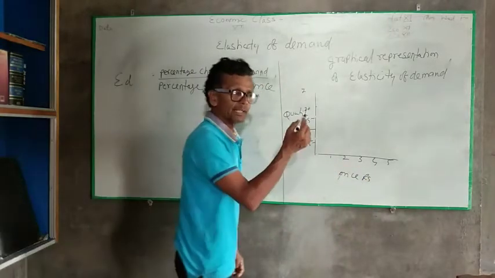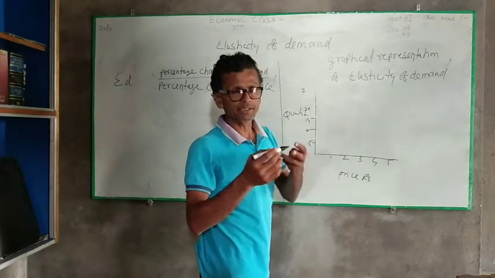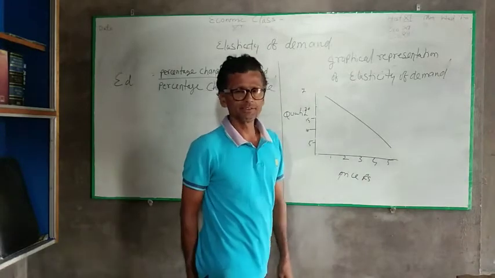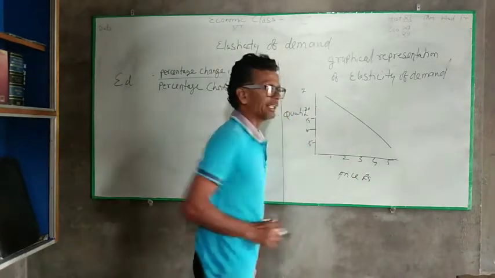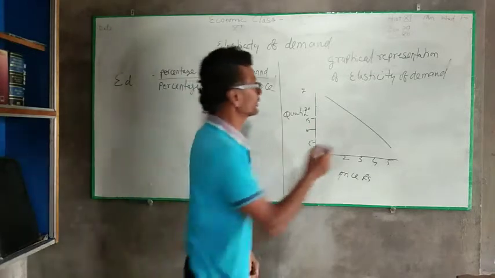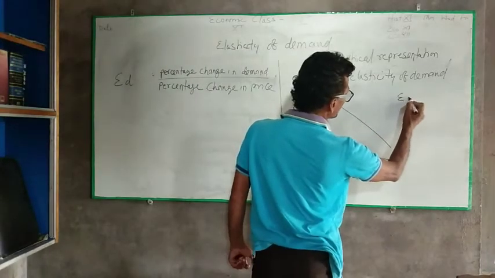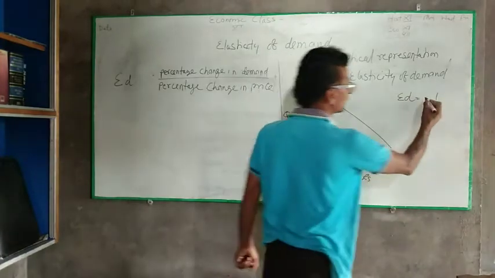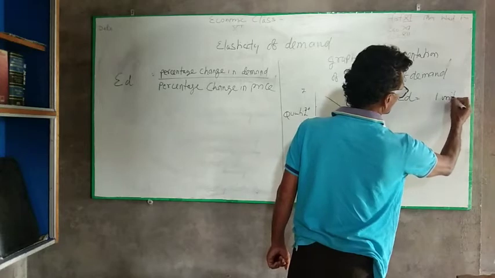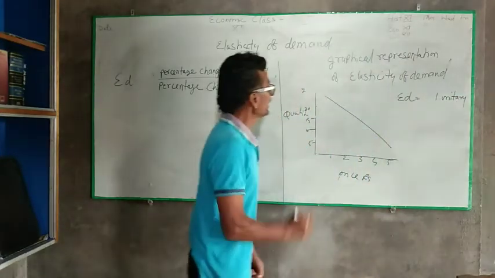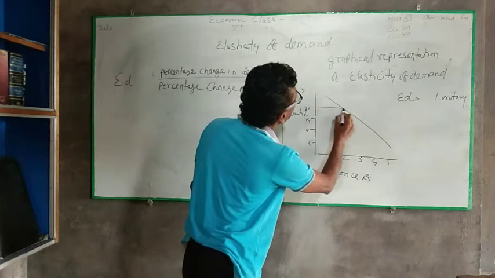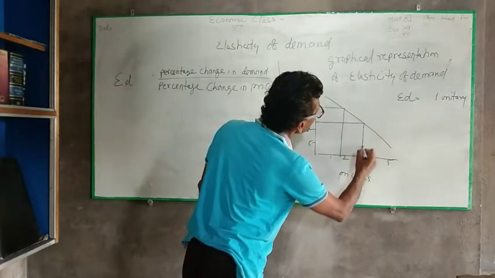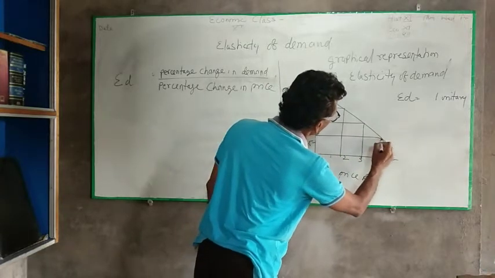If the demand graph is of 45 degree, this 45 degree indicates elasticity equals to 1. Elasticity of demand equals to 1, that is unitary. Here you see the percentage change in the demand equals to percentage change in the price.